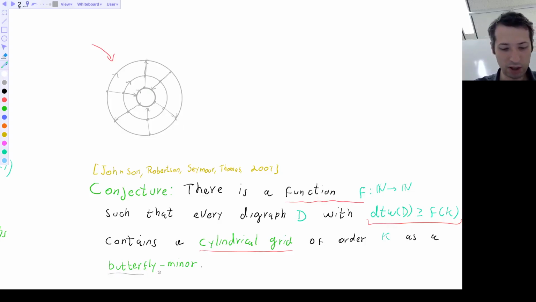And a butterfly minor is a concept of minors for digraphs, which is somewhat similar to undirected minors, but we have some additional restrictions. We are also allowed to delete vertices and edges, but the contraction operation is somewhat different. We say that we can contract an arc UV if it's the only outgoing arc of U, or if it's the only incoming arc of V.